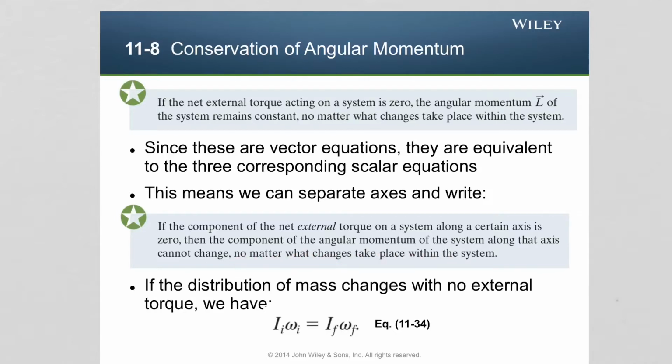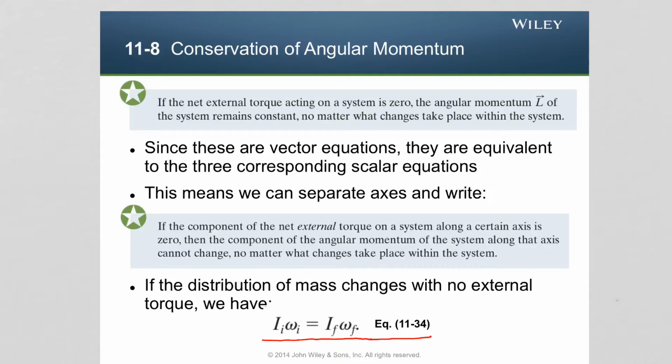So this can be expressed in terms of moment of inertia and angular velocity with this relationship here given by equation 11.34. An example of where this relationship applies would be an ice skater. If you've observed ice skaters spin in place, they can change the angular velocity with which they rotate about an axis that passes through the center of their bodies by simply extending or pulling in their arms.